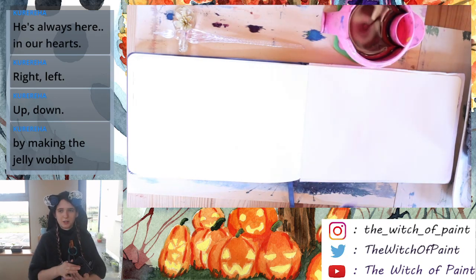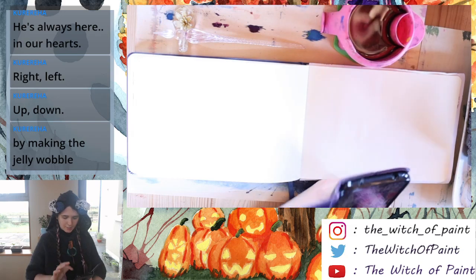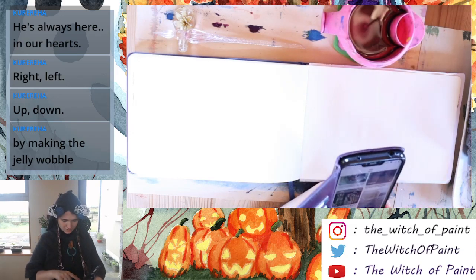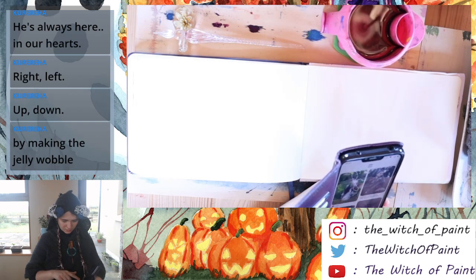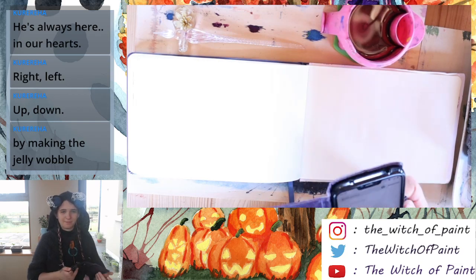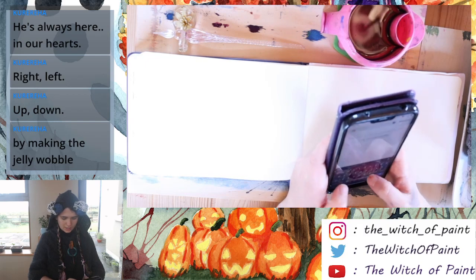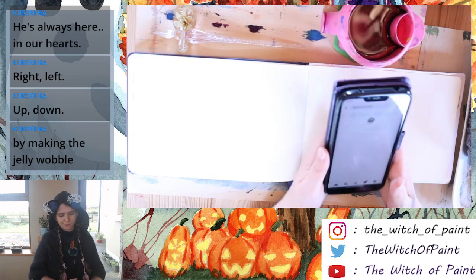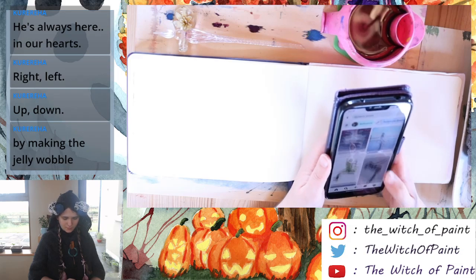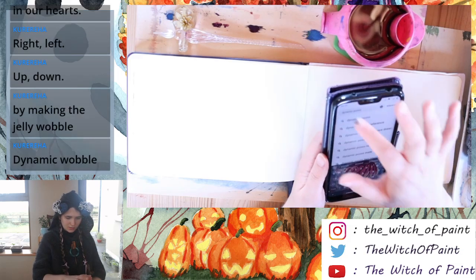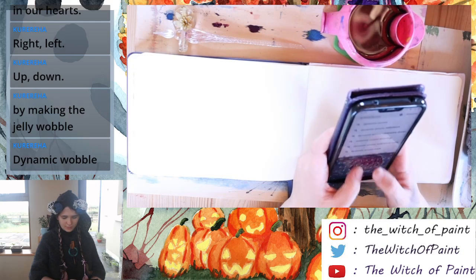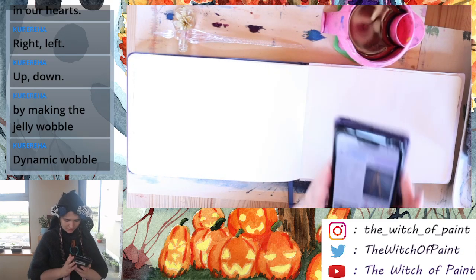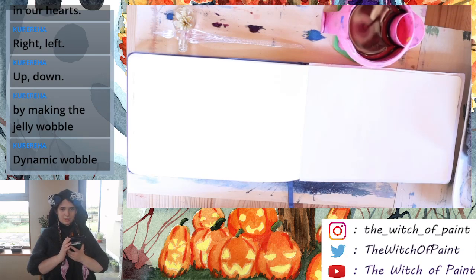Okay, I'm going to ask Pinterest for some dynamic poses. Fluffy cats. Dynamic poses. Fighting poses. Because the mermaid is going to be fighting. Oh my goodness.